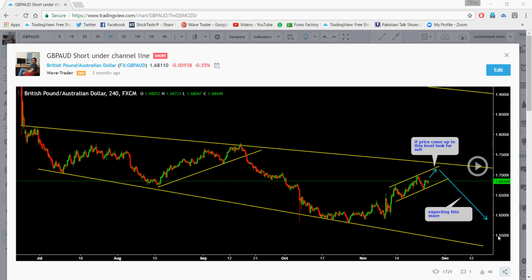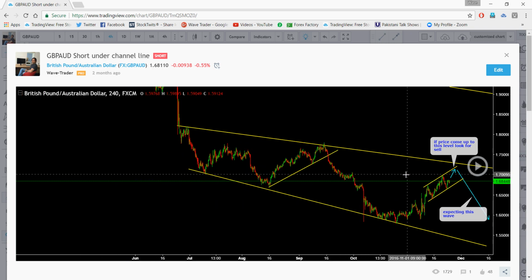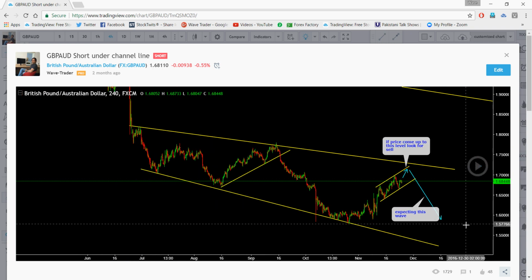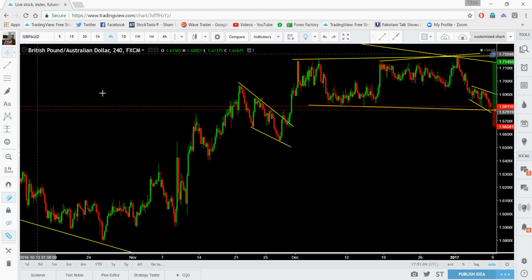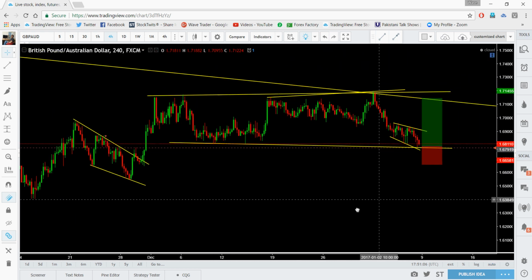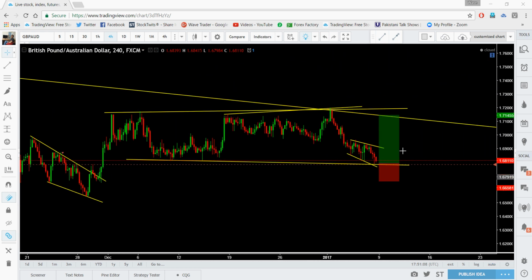We can see price is struggling under the trend line, forming something like a reversal channel, and the reversal channel is broken down. So we may see this move. For a short period of time we are looking for this trade to the upside. All right, once price hits the top, we're going to sell.